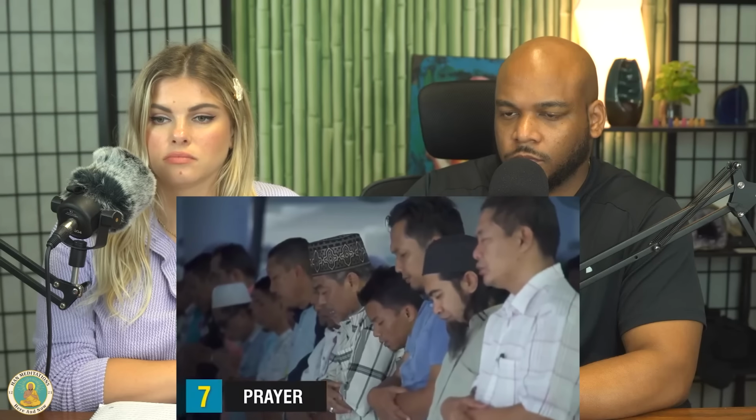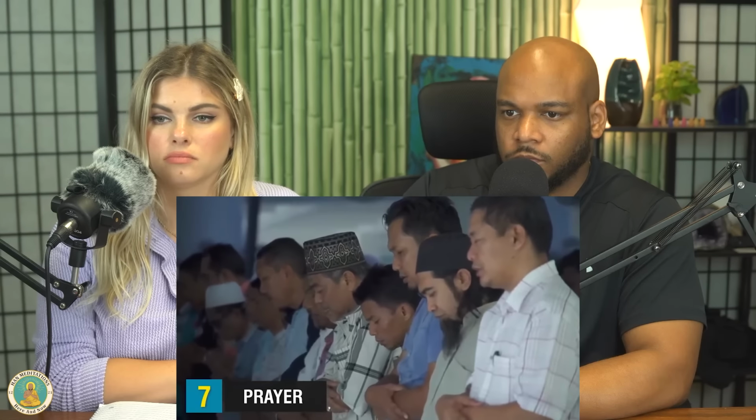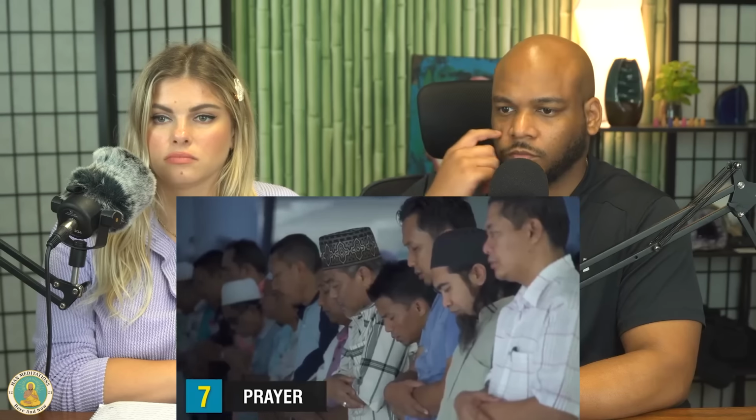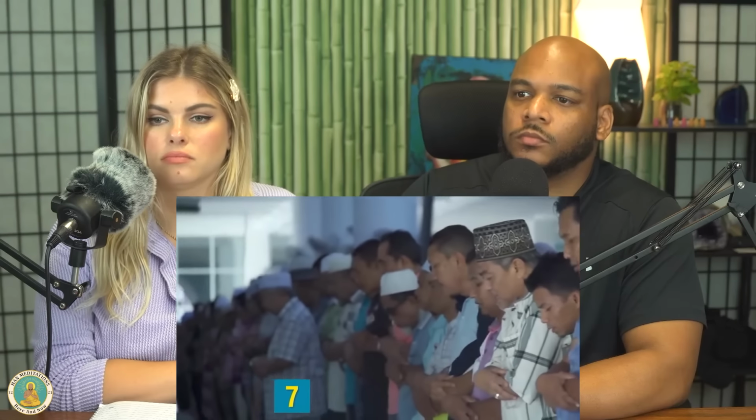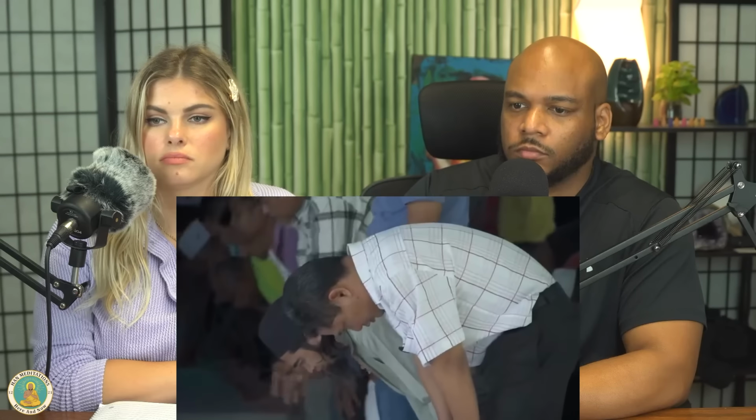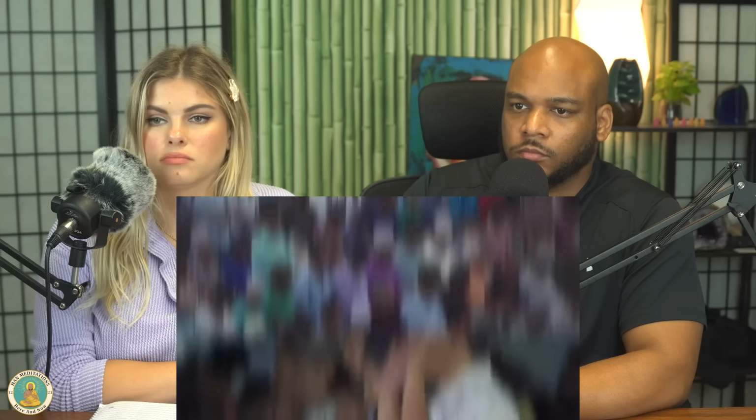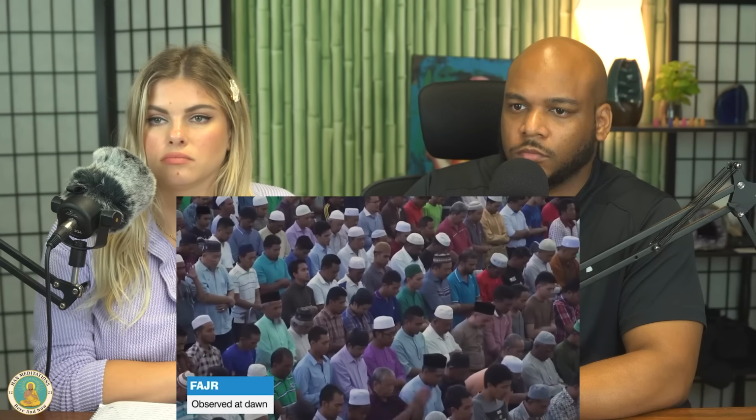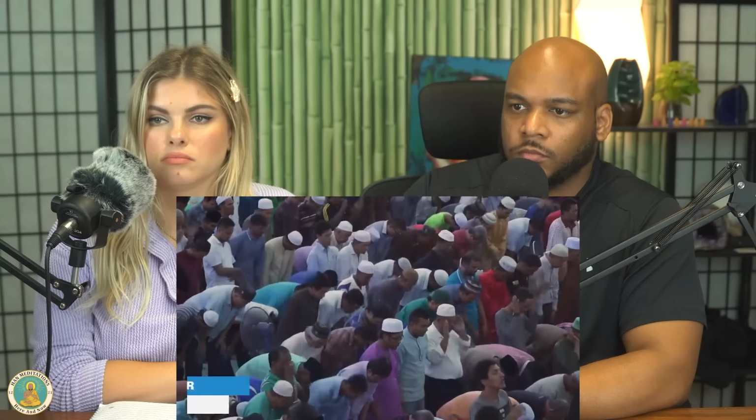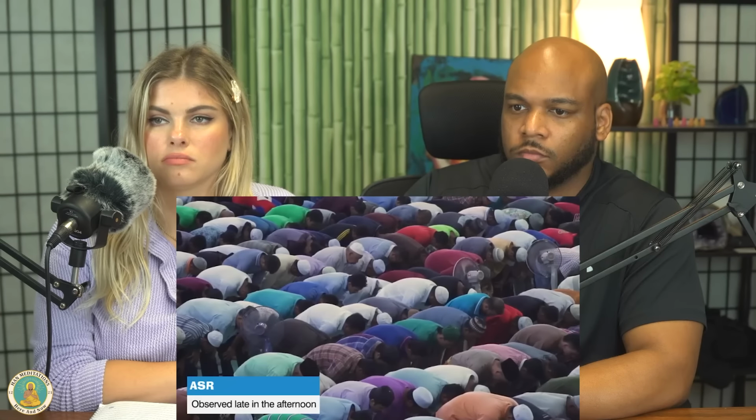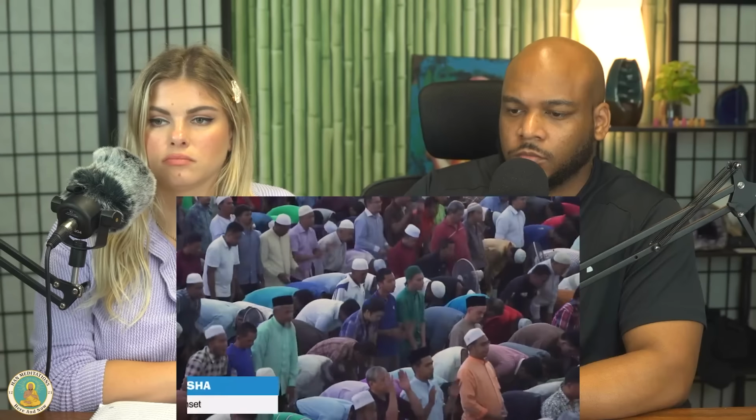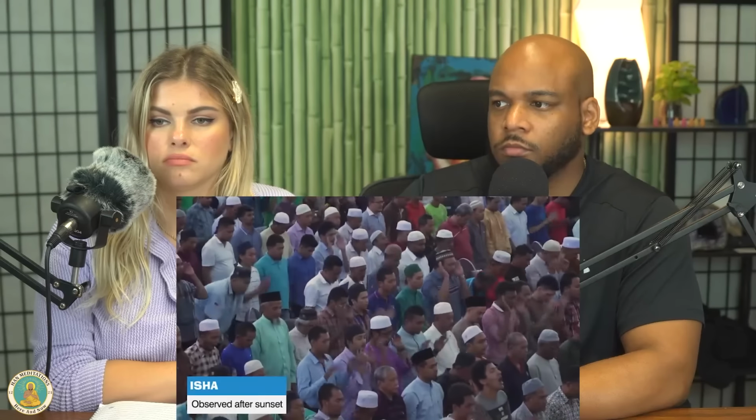The next difference is a difference in prayer. When it comes to Islam, there are 5 daily obligatory prayers that form the second pillar of Islam, and it's observed 5 times a day at certain prescribed times. We have the Fajr, which is observed at dawn. The Zuhr prayer is done at noon. Then there's the Asr prayer, which is done in the afternoon. The Maghrib prayer is observed at dusk, and the Isha prayer is observed after sunset.